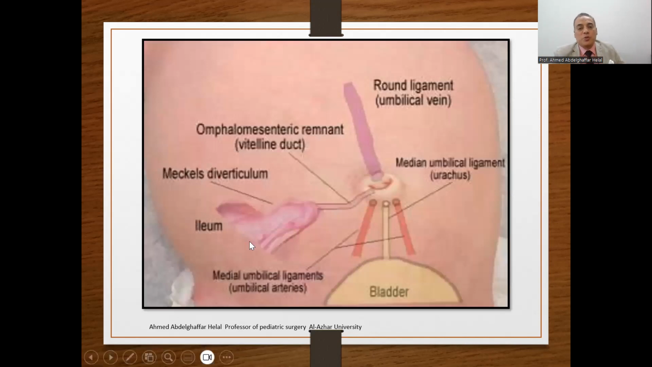Finally, this image is very important. This is the umbilicus, and this is the omphalomesenteric remnant, or the vitelline duct, attached to the Meckel diverticulum attaching to the ileum. Also, other structures may be attached to the umbilicus. There may be the median umbilical ligament or the urachus, the medial umbilical arteries, and the round ligament or umbilical vein. Very important to understand that all these structures are attached to the umbilicus.